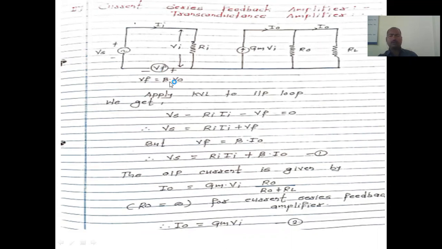So here, one other thing is that Vf is equal to beta into I0, not V0. I'm telling you why when I explain this equation. We have discussed the current series feedback type of network. In that case we applied Vs as the input voltage.